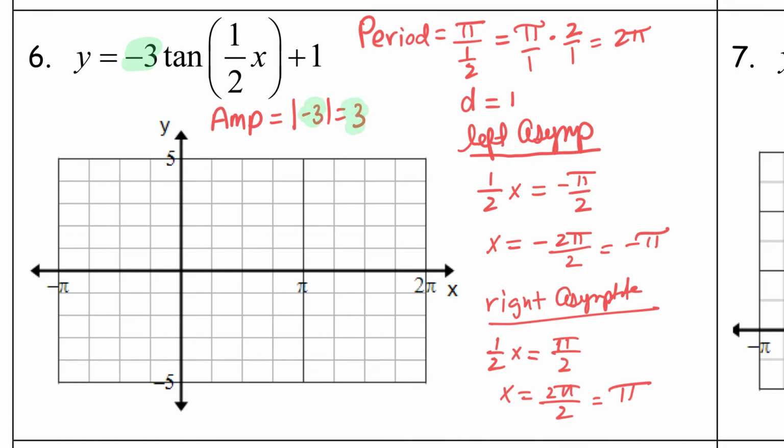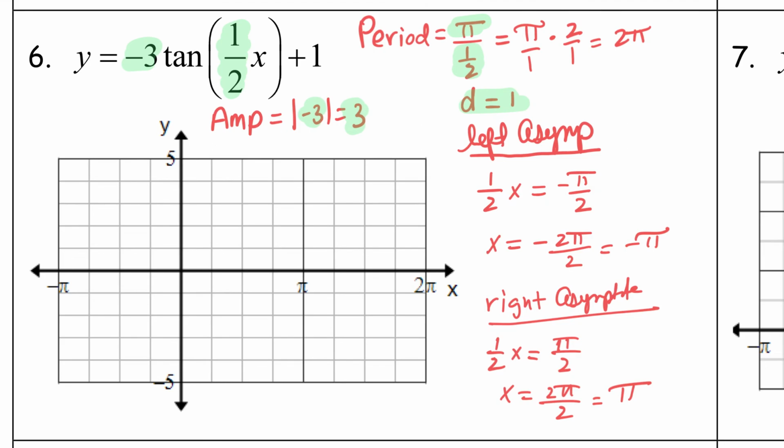The period is pi over b, and the value of b is 1/2. The new midline, which I didn't write, will be d equals 1. Now the only thing that we had to show some work was actually the left and the right asymptote. Since we affected the period in the equation, we got to figure out what is the left asymptote and what is the right asymptote.